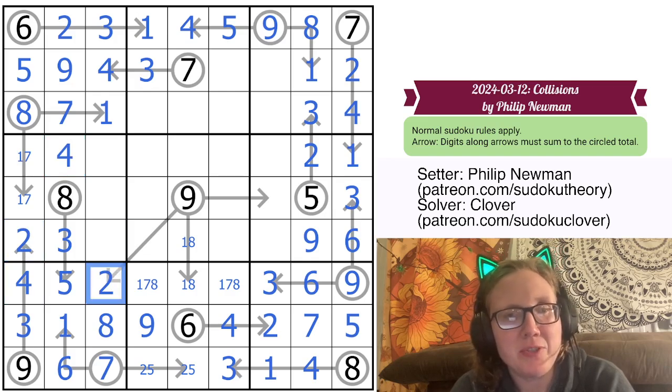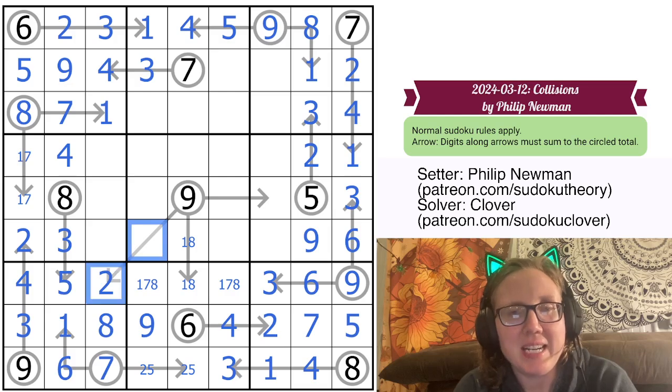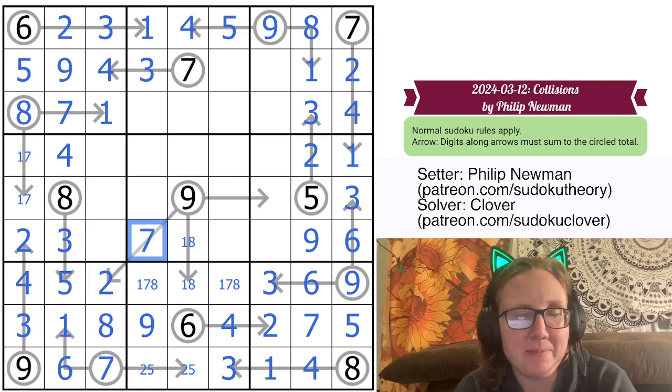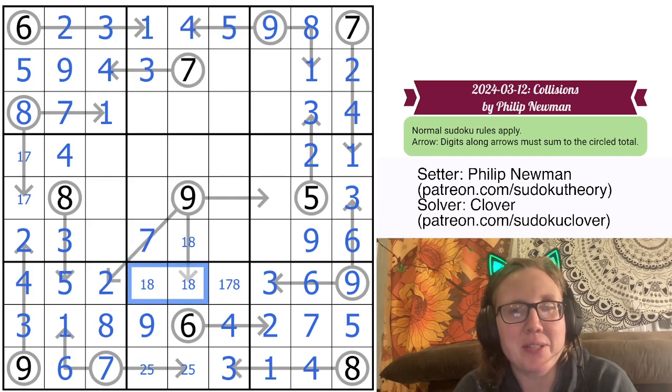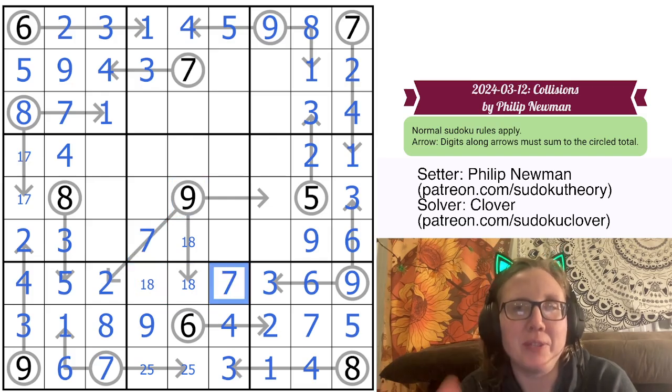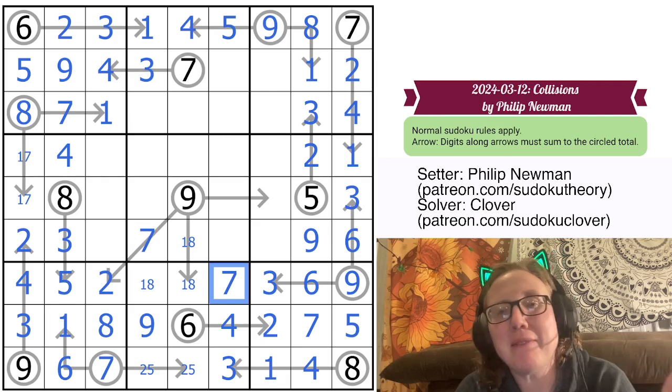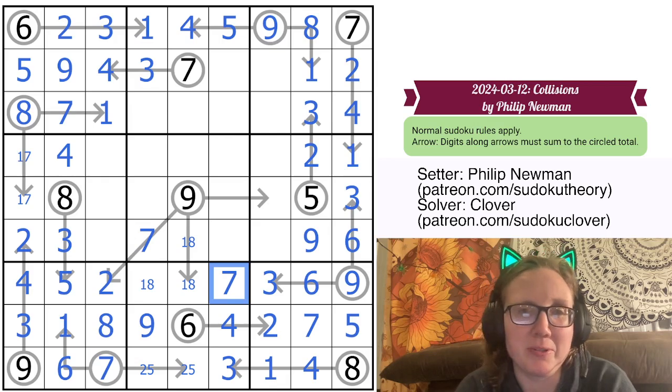Now we can use this 2. It's on a 9 arrow, so we have to place a 7 here. And that tells us where 7 goes in this region. It can only go right there. And we have so much now that we should be able to get a lot out of just doing a little bit of Sudoku at this point.